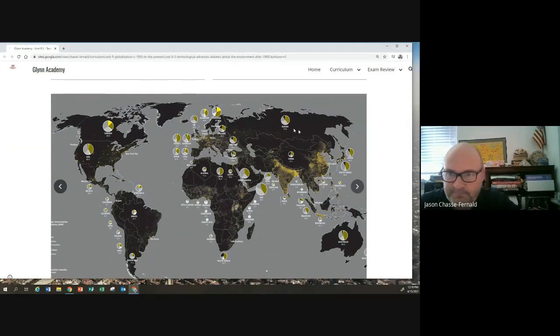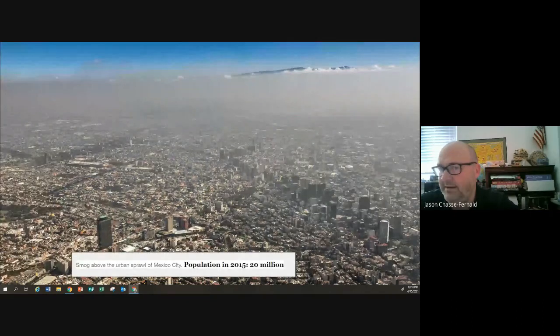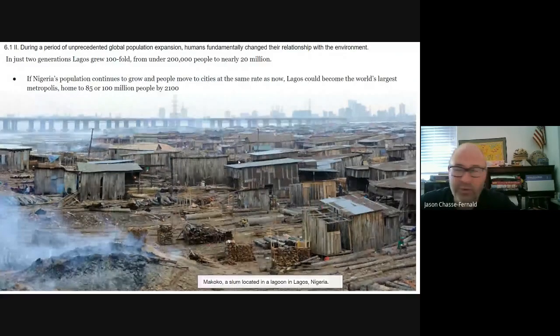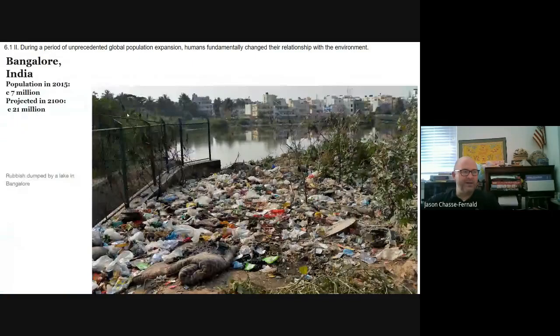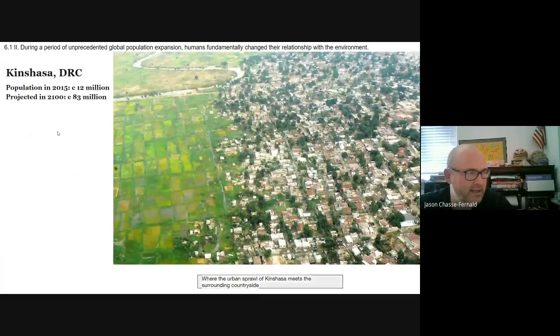What does that actually mean? And that's just today. Let me scroll through these next couple of slides. The world's changing, right? When we look at the demographics of planet Earth, Nigeria's population estimates 85 to 100 million by 2100, but in your lifetime, towards the end of your life. Bangalore, India, tripling in population in this century.